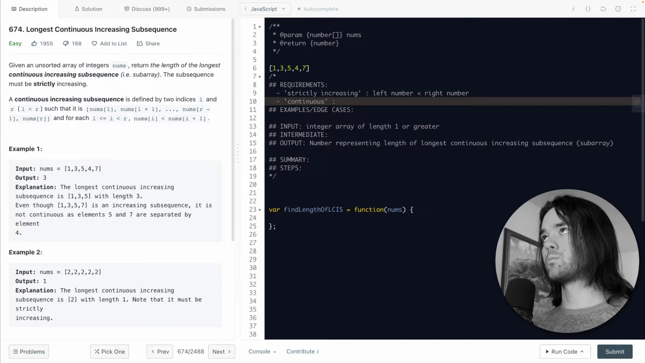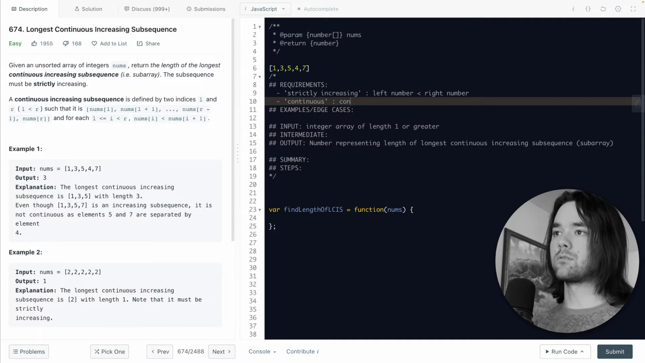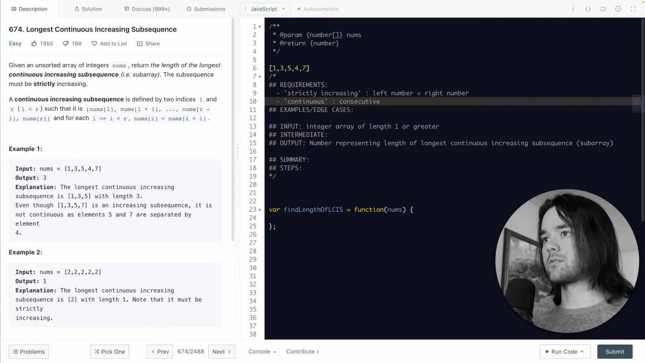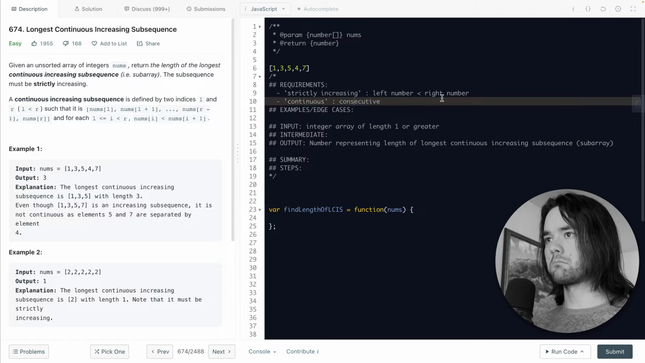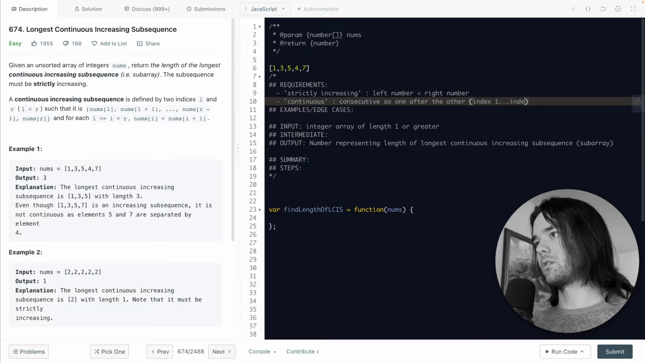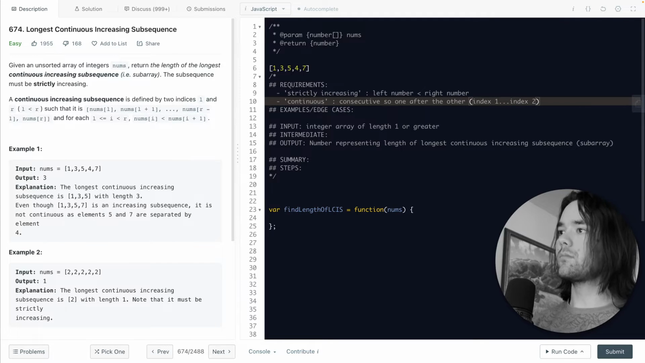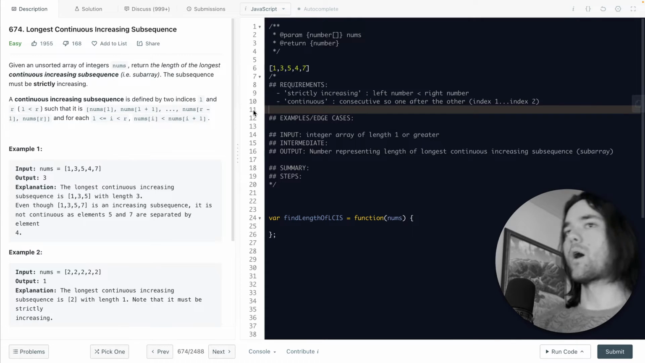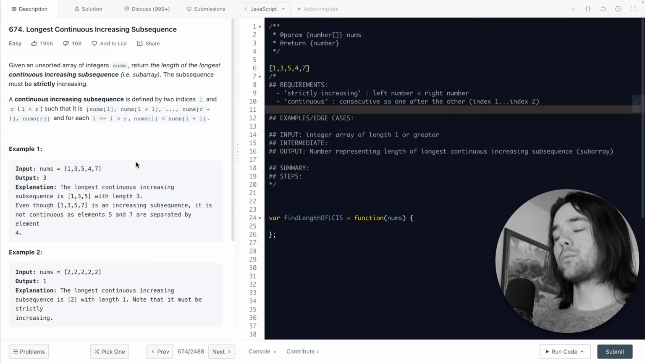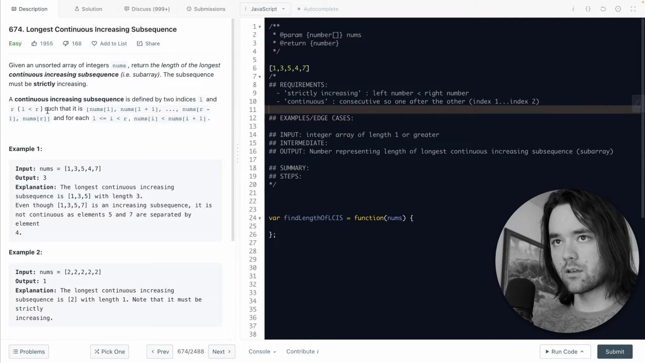And as far as the continuous nature is concerned, we read that as consecutive. One after the other, like index 1, index 2, and so on. So there are some general problem-specific requirements from my understanding of this problem so far. Yeah, they even use left less than right.